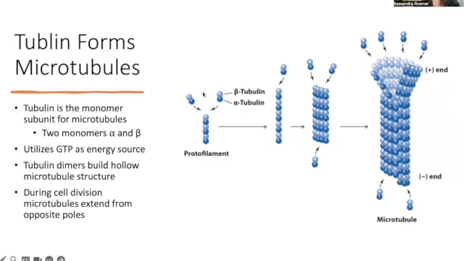Tubulin utilizes GTP instead of ATP as an energy source to polymerize, and microtubules are super important in cell division. So if you remember, in cell division, chromosomes get pulled to opposite poles, and this is done by these microtubules. So they need to be able to extend to the middle of the pole, attach to the chromosomes, and then contract to the opposite poles. So they also need to be able to change structure very rapidly.